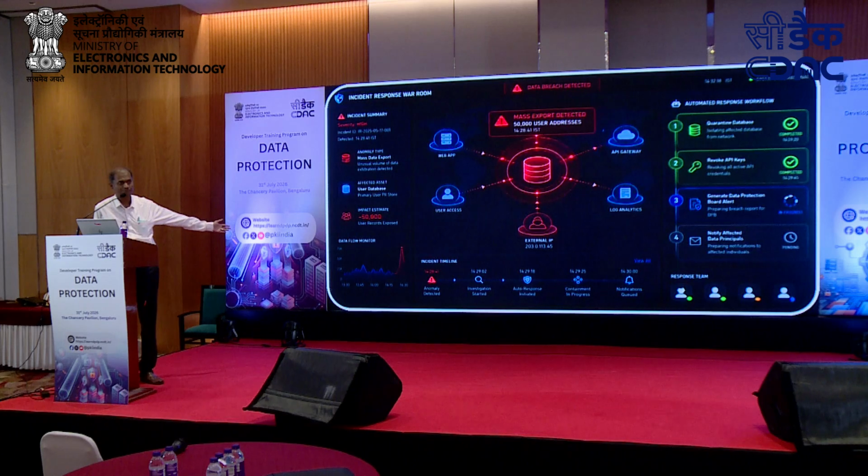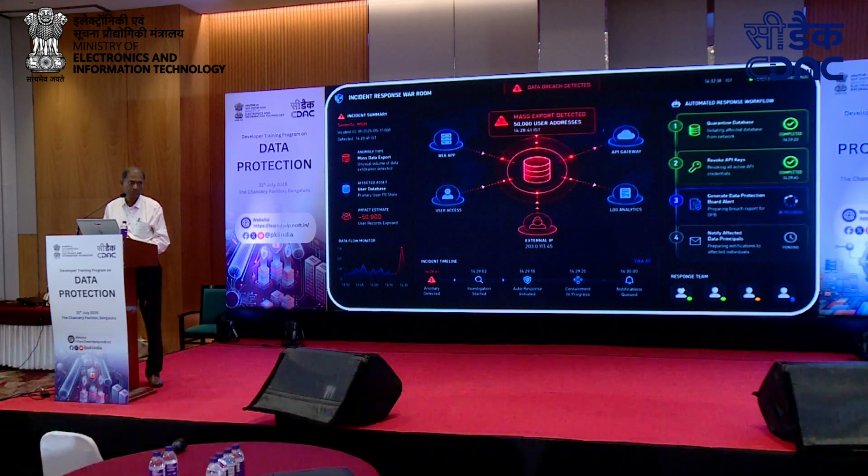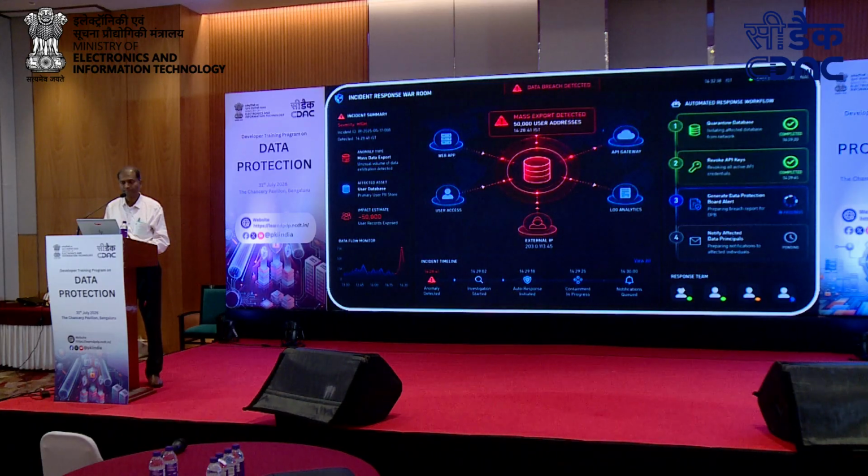And you can see the data flow monitor. Traffic flow and data flow monitoring should also be there, to look at cases like a mass data export or any PII data crossing the boundary. And the impact estimate matters too, because how much data has got exposed comes into the picture. So you need a complete system, which can be part of your SOAR or SIEM, and this is the requirement that has to be set up by the data fiduciary on their side. Okay, so any questions? Yeah.